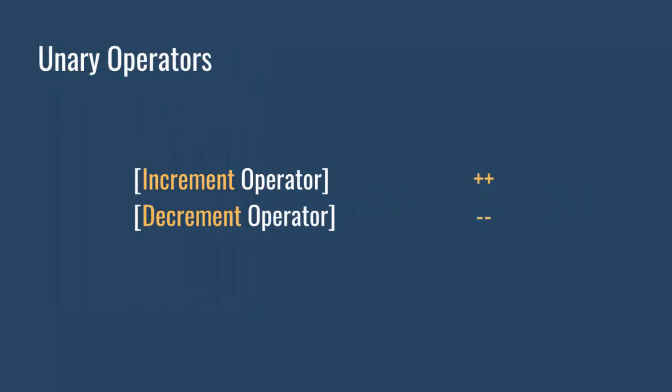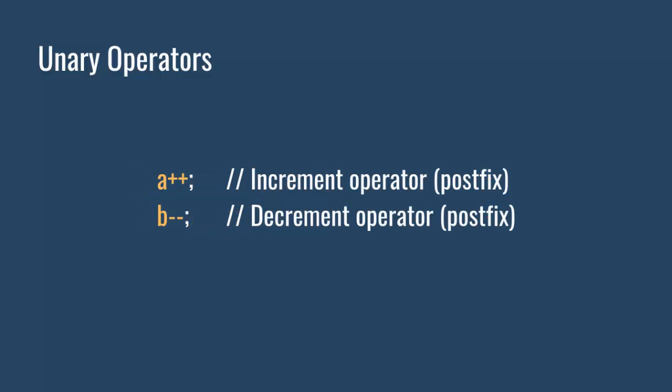These are unary operators. You are often going to see unary operators from now on. The increment operator means that the value of the variable adds 1. The decrement operator means that the value of the variable subtracts 1.